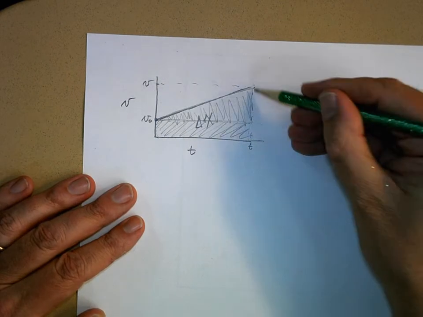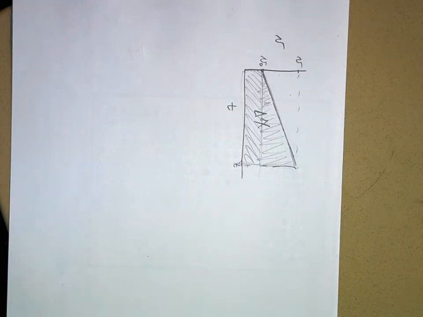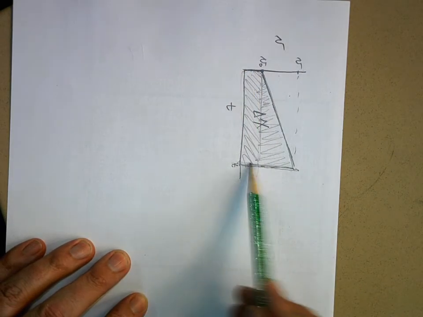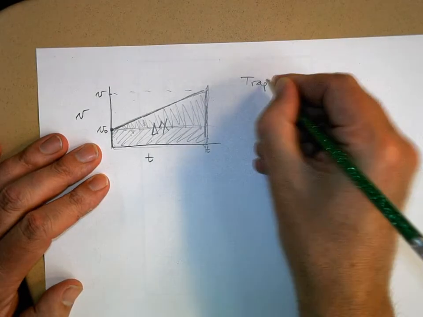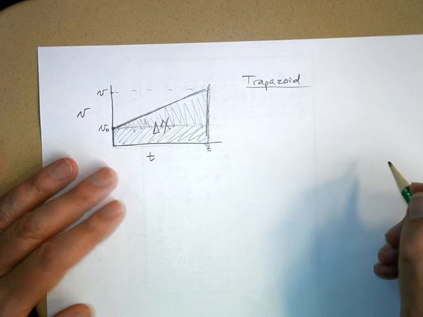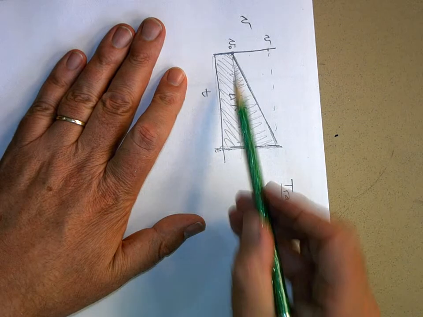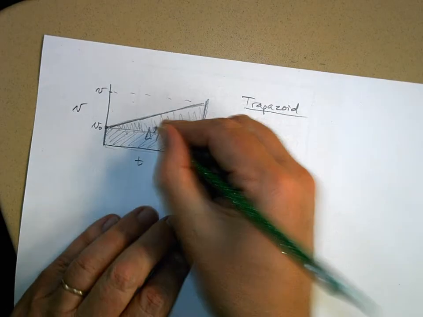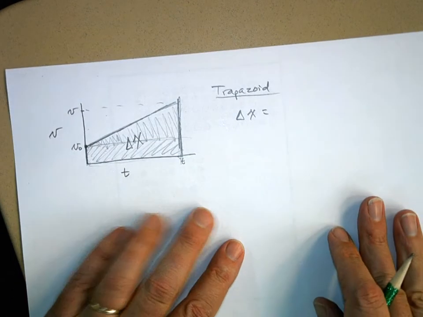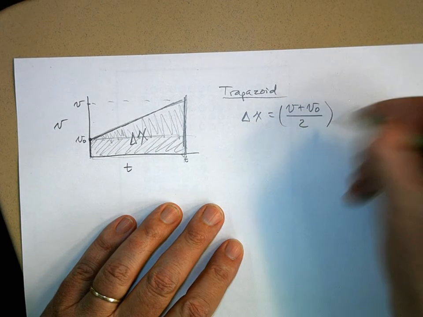What is this shape? You know what that shape is? This whole shape? Look at it like that. What do we call a shape that's got two bases and one height like that? It's a trapezoid. Right, it's a trapezoid. Now the area of a trapezoid is the average base times the height. But I'm gonna turn it like this. What's this base? V naught. What's this base? V. And it's the arithmetic average. So the displacement, delta x, is going to be equal to the average base, V plus V naught, divided by 2, times the height. But the height of this is time.